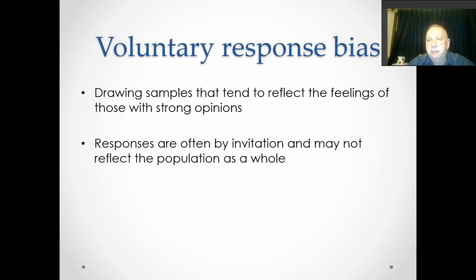So voluntary response bias. We sent out questionnaires, and we talked about this, where we may get more responses from people who tend to reflect feelings where they have strong opinions. These, we send them out. It may be by invitation. It may not reflect the population as a whole. If I call around, people may not answer the telephone. So this voluntary response bias may come into play. Some people, it wouldn't represent the population as a whole, is what I'm trying to say.